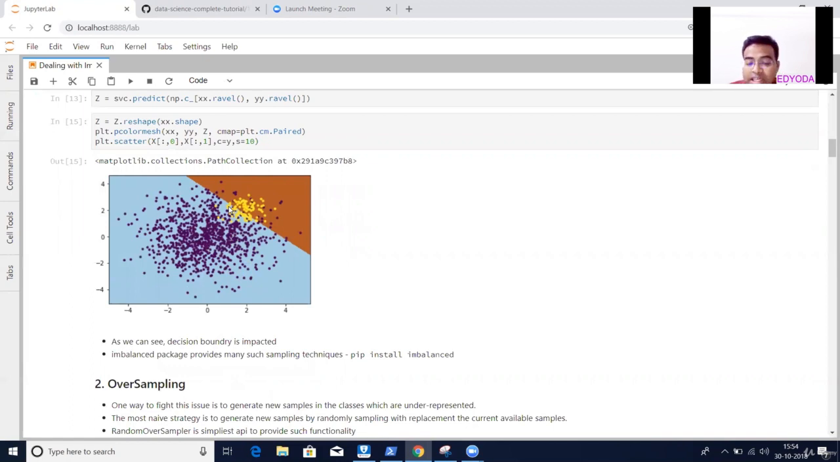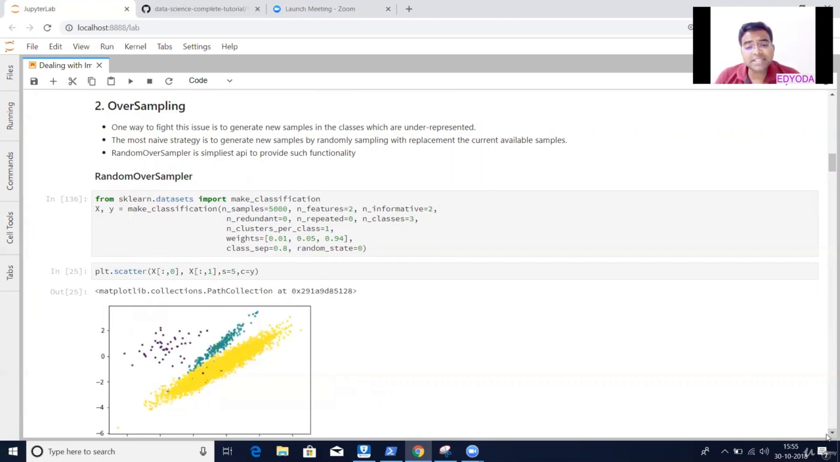To deal with such a situation, imbalanced-learn is the third-party library which provides a lot of sampling techniques implemented in it. Going forward, we'll try to learn all of them. First, we'll understand oversampling.